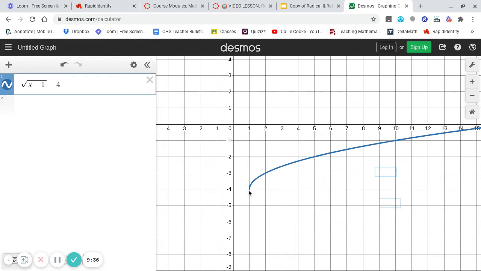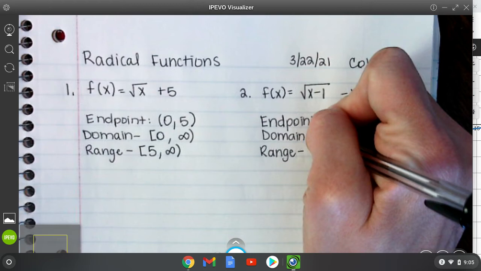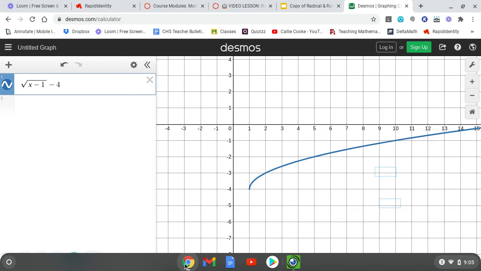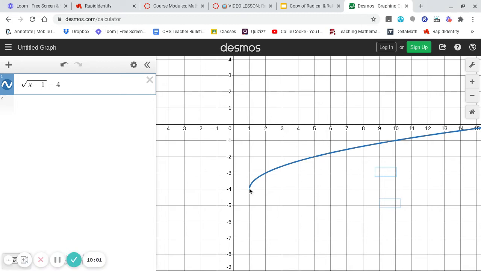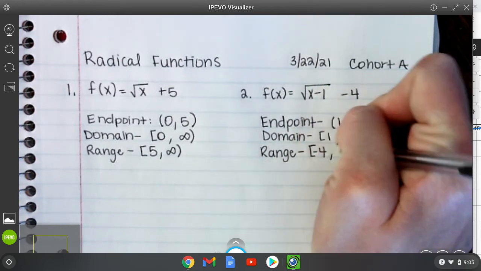Okay, now let's talk domain. Those are your x values. What is the x value of that point we just wrote down? 1. And then we're going to the right. So if we go to the right, that's positive infinity. So our domain goes from 1 to positive infinity. Okay, our range, we're going to use the y value of the endpoint, which was -4. And then our graph is increasing, it's going up, so it uses y values above -4. So that means that we're going from -4 to positive infinity.